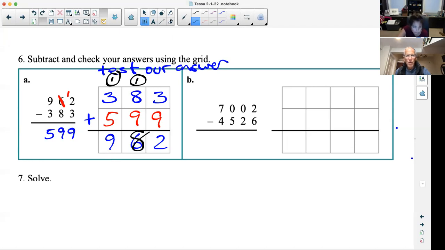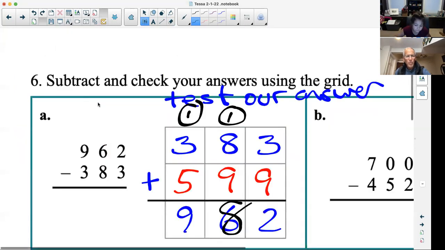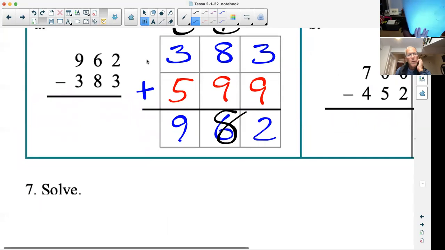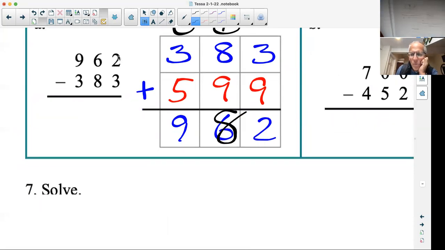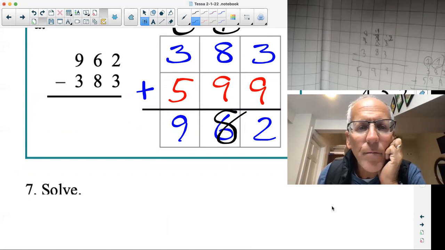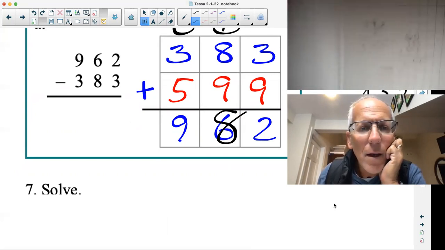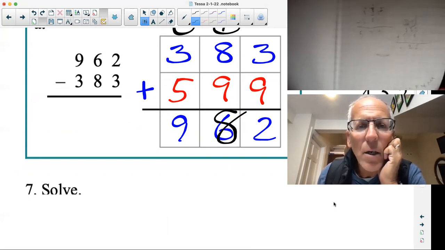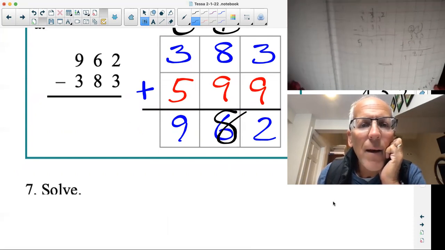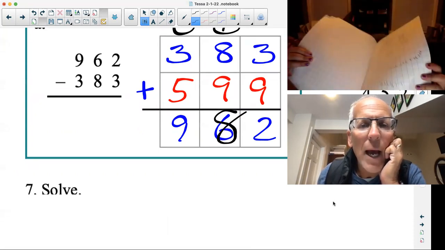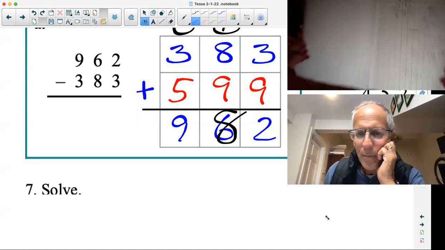So let me ask you a question, Tessa. What was your borrowing? Come on, the 2 is too small. Okay, hold on. I can't see it. Bring it a little tiny bit closer. Hold it steady on both sides. Okay, I think I see the problem.